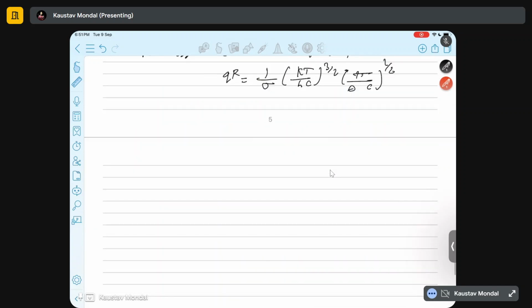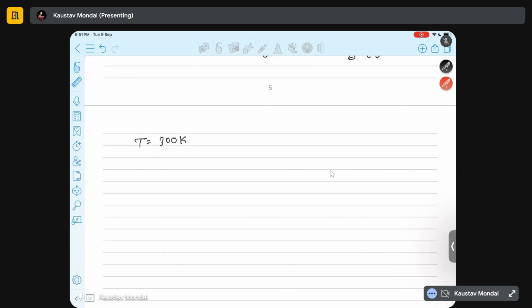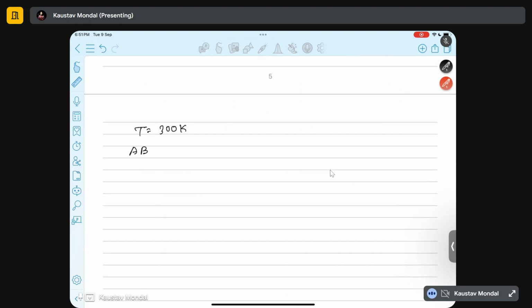So here T is 300 Kelvin. The multiplication of ABC will become 27.877 into 14.512 into 9.485. The ABC would be 3759.2 per centimeter cube. Okay.